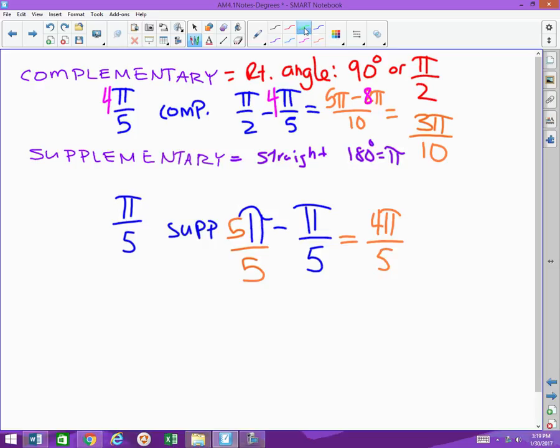And if we were to change this to, say, 4 pi over 5, well, then that would be 4 pi over 5. And 5 pi over 5 minus that would be 1 pi over 5 is the supplement to it. If that gets to be bigger than pi, then there is no supplement.